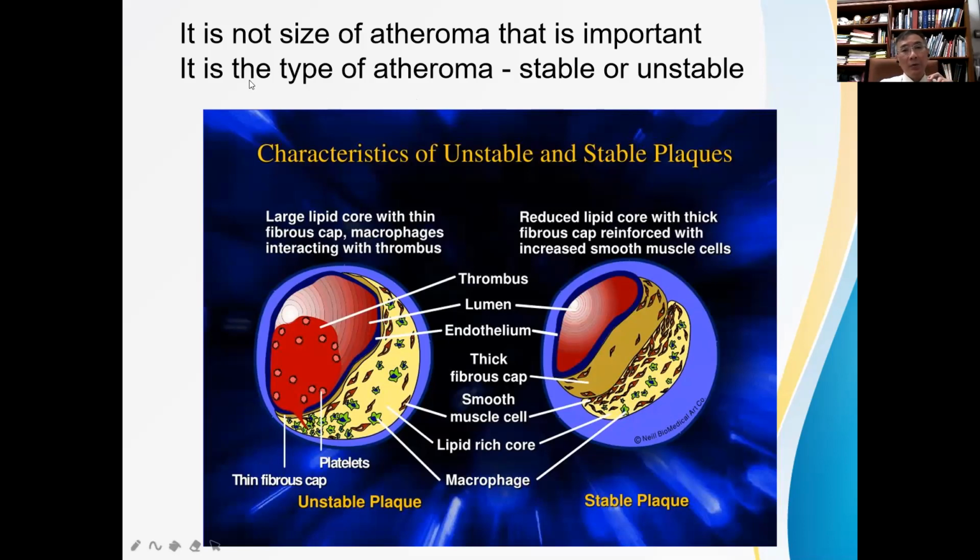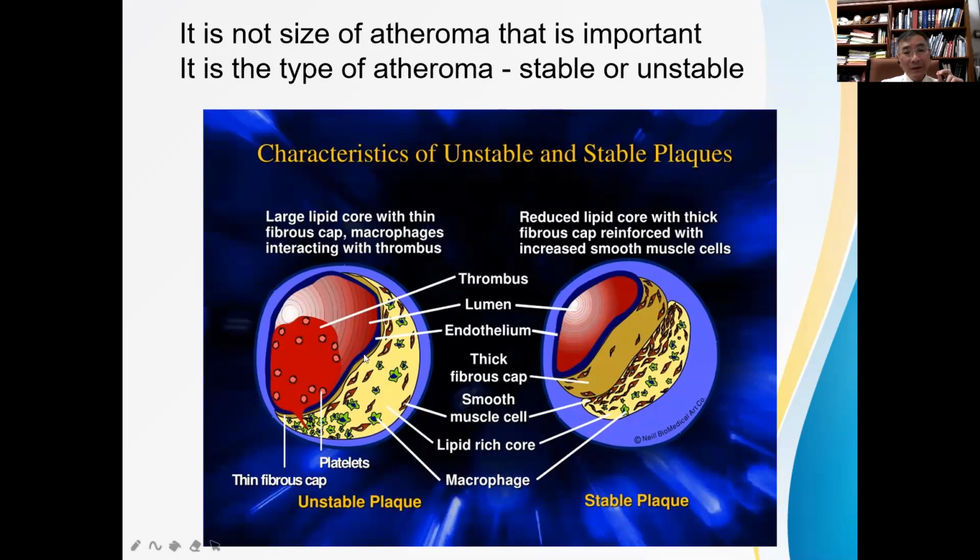the plaque that is important. It is the type of the plaque, the type of atheroma that is important. Whether the condition is stable or unstable depends on whether the plaque is stable or unstable. Now, an unstable plaque will have a lot of cholesterol or lipid inside the block. It will be full of lipid.